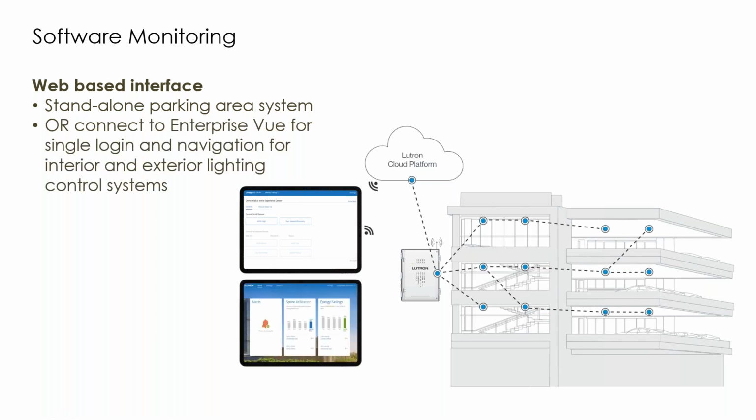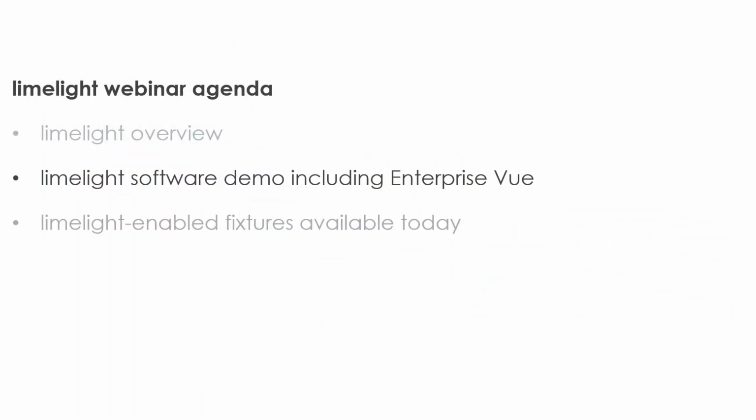The second option that you have is to connect this into an Enterprise View system. Enterprise View is a Lutron software package that allows you to look at interior and exterior lighting control systems, such as Quantum, Vive, and Limelight, in one software interface. So let's take a look.